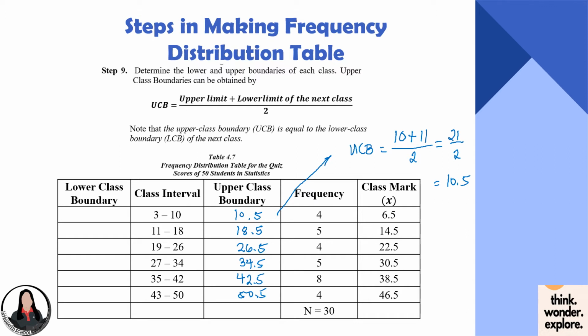And then, always remember that the upper class boundary is equal to the lower class boundary of the next class. Okay? So, ang upper class boundary daw equivalent sa lower class boundary ng next class. So, this is 10.5, this is 18.5, 26.5, 34.5, and 42.5. Okay? So, dito naman, that's 2.5.